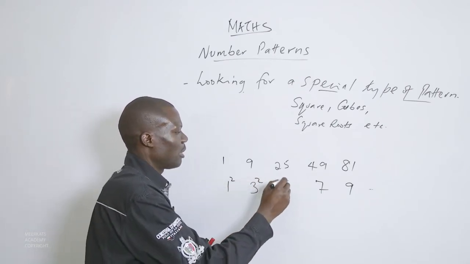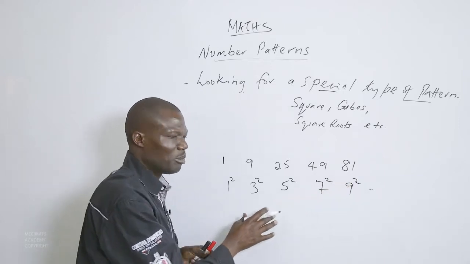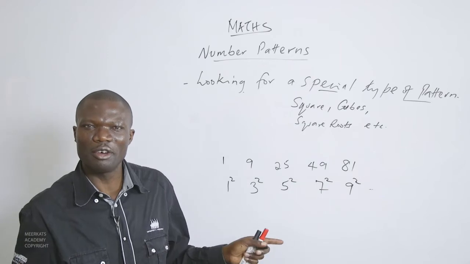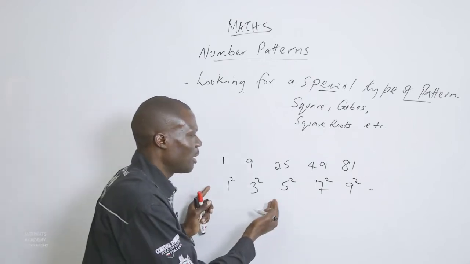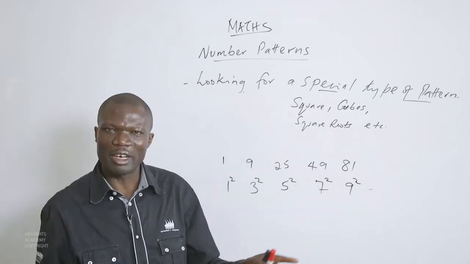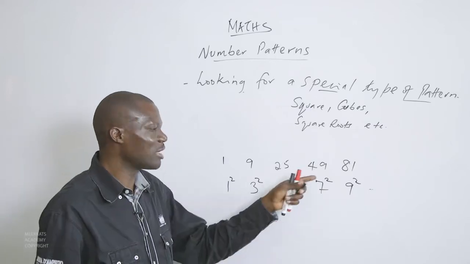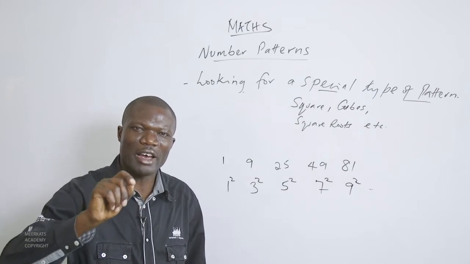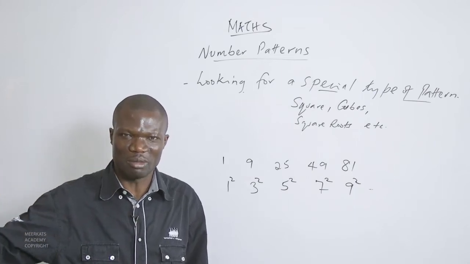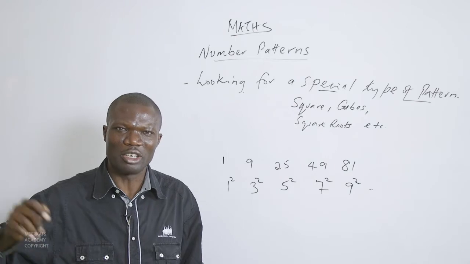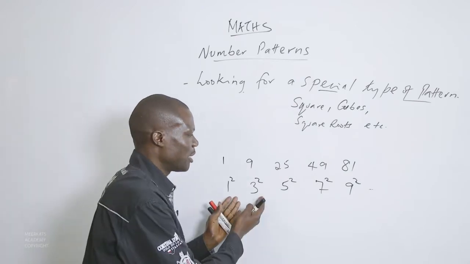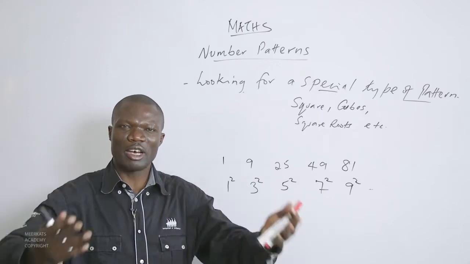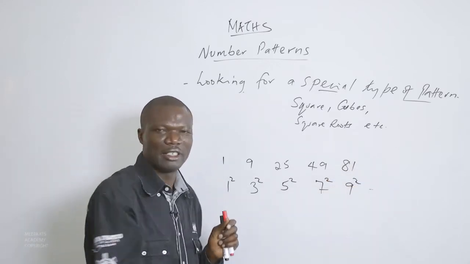The pattern formed here, you'll find that they are odd numbers, and the odd numbers are squared. So you can simply say this is a pattern formed by the squares of odd numbers. The squares of odd numbers. So we have created a sequence of odd numbers, and then we have squared the numbers to have our pattern.